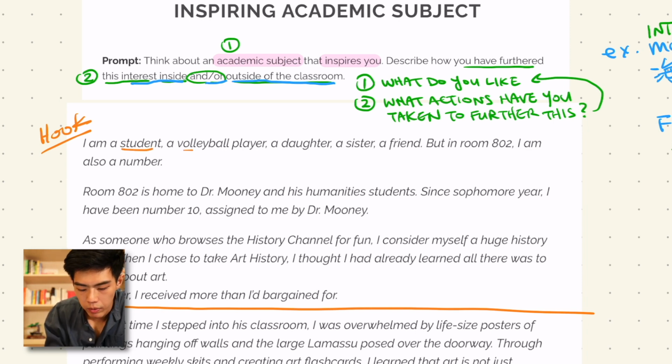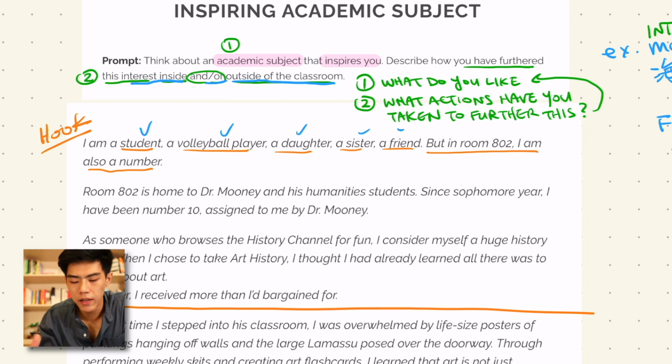I'm a student, a volleyball player, a daughter, a sister, a friend, but in room 802, I'm also a number. Very quickly, 他给我们这些 identity. Sure, but then these identity don't necessarily add a lot of value to the essay. It depends on later whether or not the person can bring it back. 但是我们可以先看 Sure, well, everybody can be a student. Everybody is a student. Some, but most people are athletes at school. We're all daughters, sons, sister, friend. 所以其实这些没有告诉我什么特别有趣的东西。But 重点是这个 In room 802, I'm also a number.